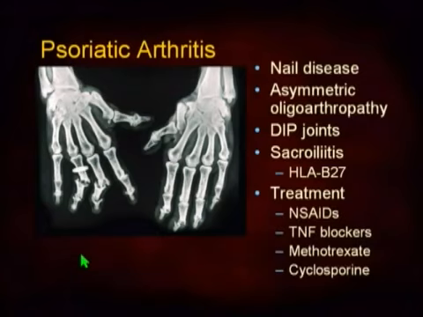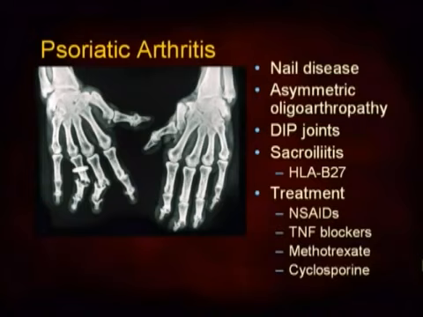Psoriatic arthritis commonly has nail disease associated with it, and again, like I mentioned, asymmetric oligoarthropathy is a common presentation for it. The DIP joints are affected more so than PIP joints, and sometimes patients can have sacroiliitis, and that's associated with the haplotype HLA-B27.